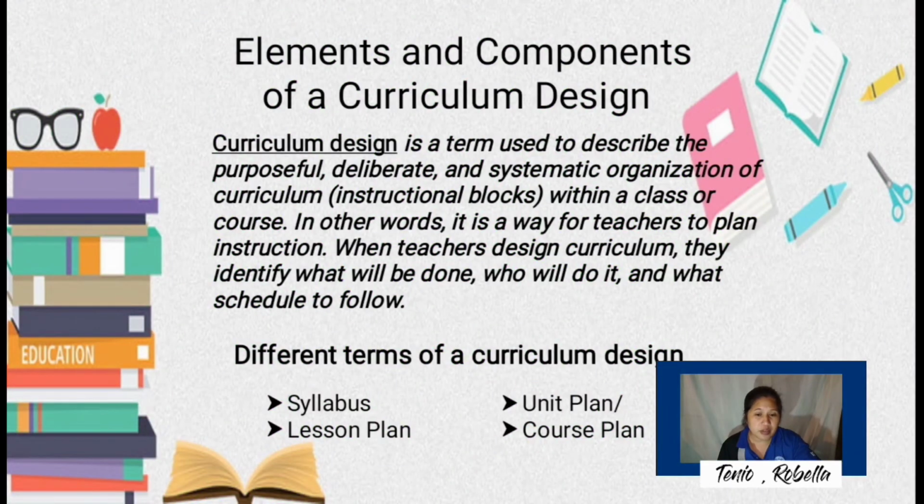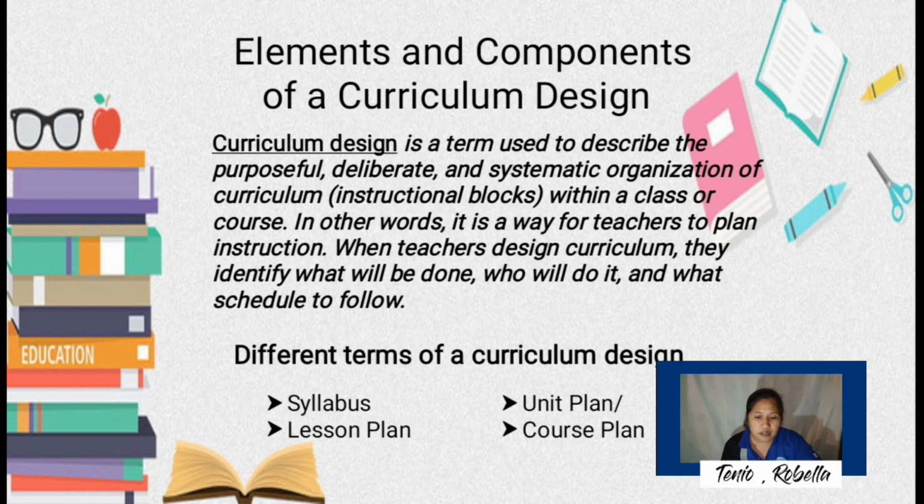Elements and components of a curriculum design. So what is the curriculum design? It is a term used to describe the purposeful, deliberate, and systematic organization of curriculum within a class or course. In other words, it is a way for a teacher to plan instruction. When teachers design curriculum, they define what will be done, who will do it, and what is scheduled to follow.